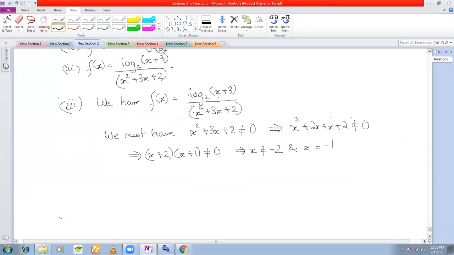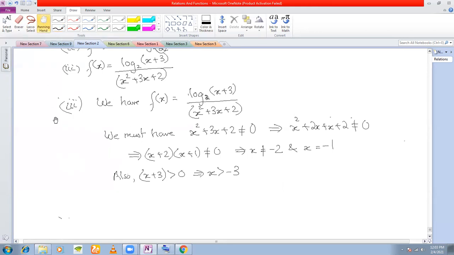Next, what is the next restriction? See, the base of the log is 2, so no problem. We can work with the base 2. The next restriction is that the log of whatever number we are taking, that must be greater than 0, right? That means x must be greater than minus 3. So these two are the restrictions, and there are no other restrictions.